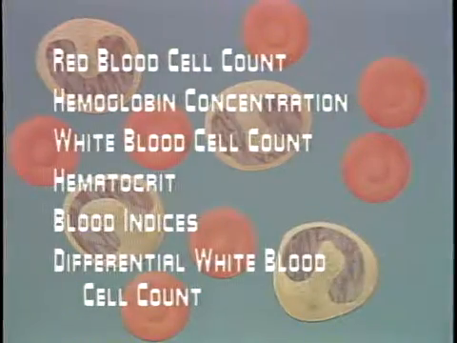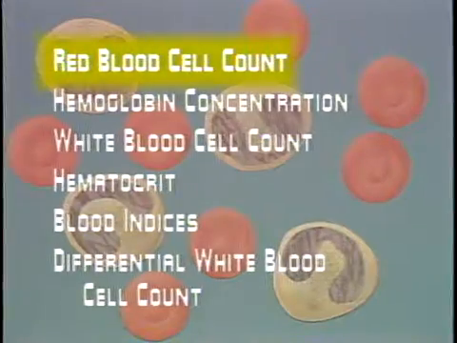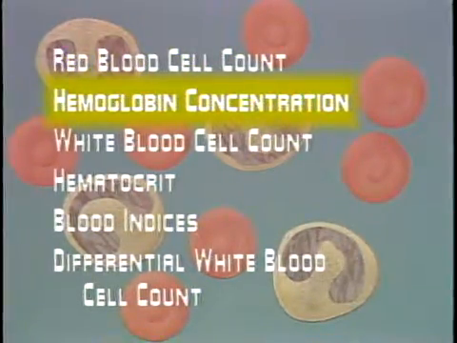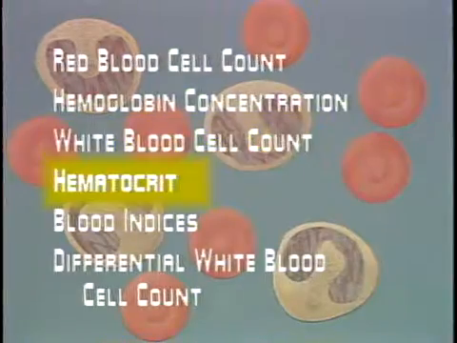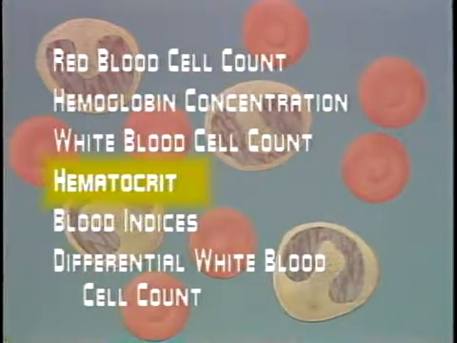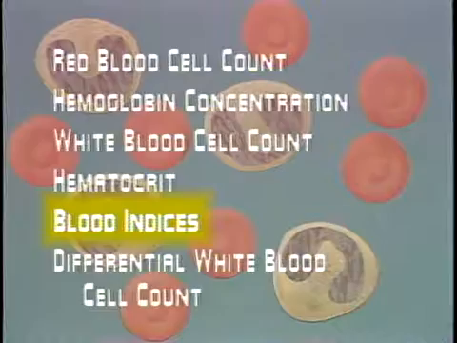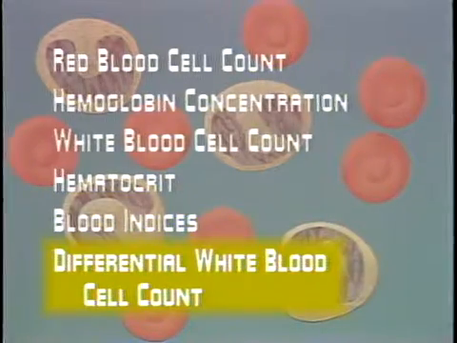The complete blood count consists of the following components: the red blood cell or erythrocyte count, the hemoglobin concentration, the white blood cell or leukocyte count, the hematocrit, the blood indices, and the differential white blood cell count.